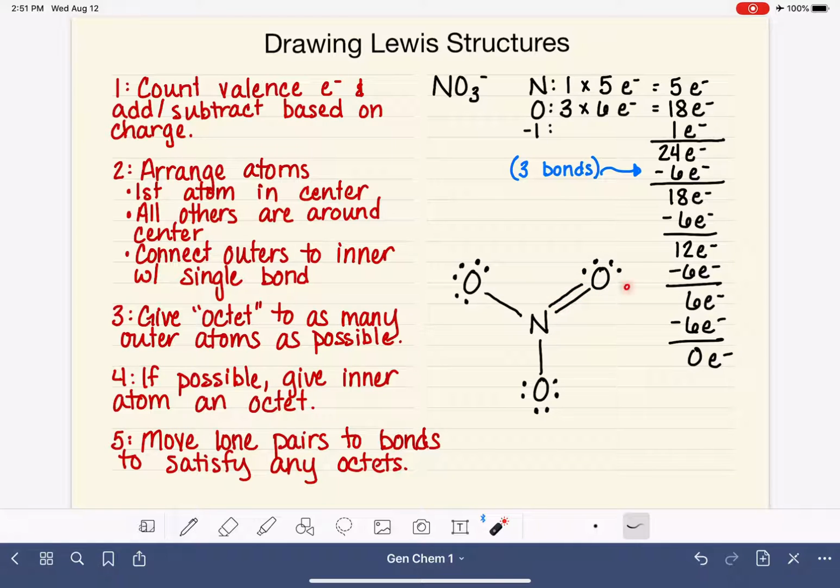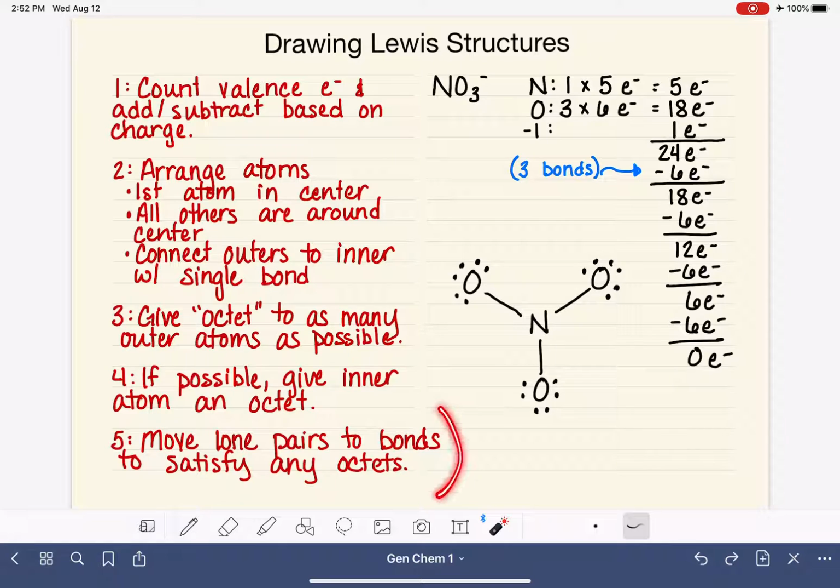Doing that has no effect on the oxygen's octet because those electrons are still associated with the oxygen. This oxygen still has 1, 2, 3, 4, 5, 6, 7, 8, but it allows those extra electrons to be shared with the nitrogen. So now nitrogen has 1, 2, 3, 4, 5, 6, 7, 8, and everybody has the octet. Now, in this particular case, I'm going to put those back.